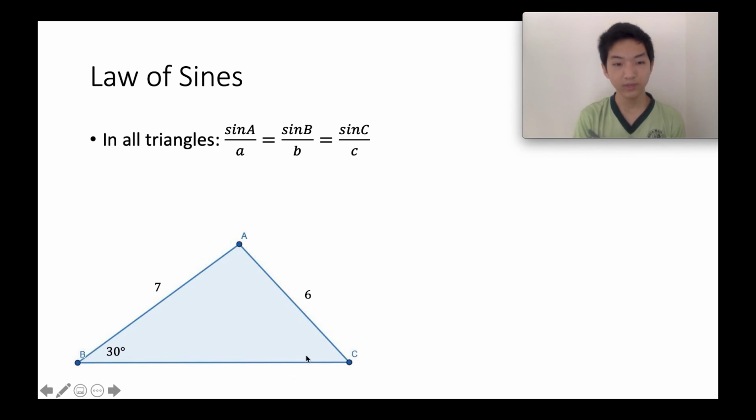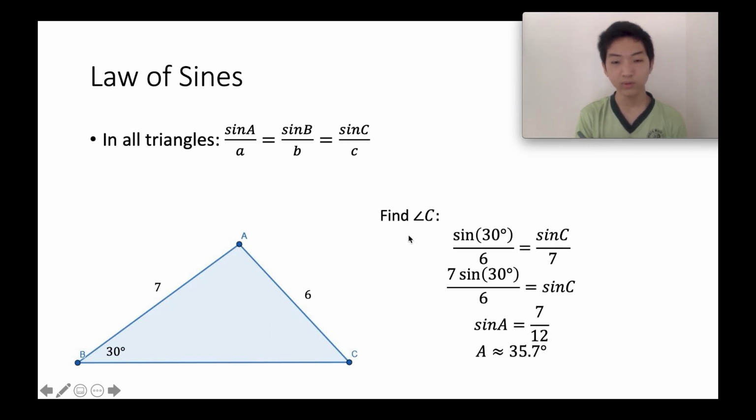So here we're given this triangle. We see that C is equal to 7, B is equal to 6, and angle B equals 30 degrees. So we are told to find angle C. Well, here we can use part of the formula. Since we're given angle B and side B, we use this part as well, and since we need to find angle C, we use this part. And we can just ignore this part. So we have sine B over B equals sine C over C.